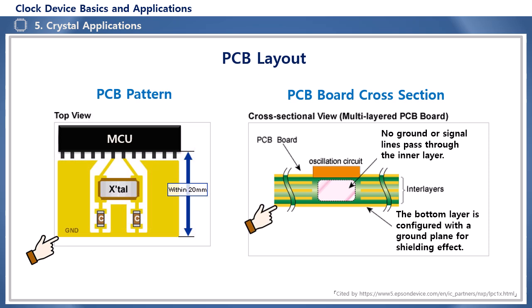In the case of multi-layers, the inner layer under the crystal should not be passed with ground or signal lines, and it is recommended to configure the bottom layer as a ground plane for shielding effect. Since the origin of most EMI noise is likely to be the frequency of the applied crystal or its multiple frequency, pattern processing around the crystal is important.